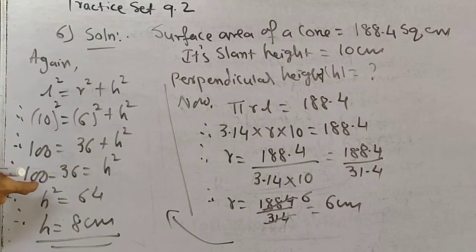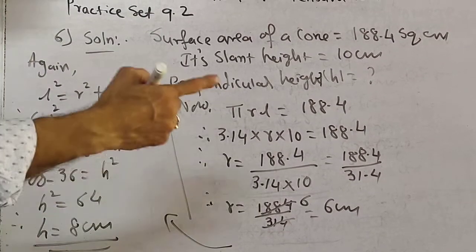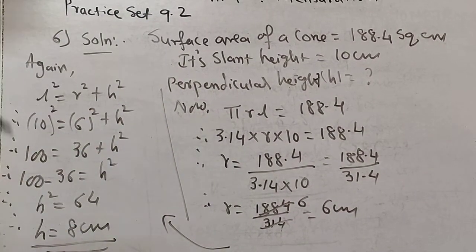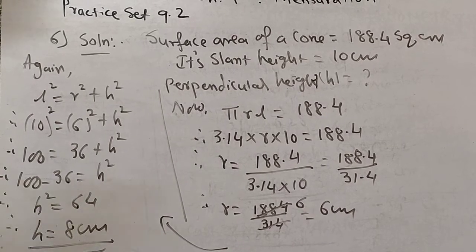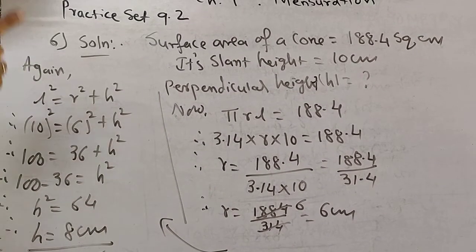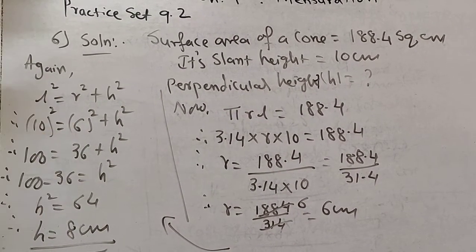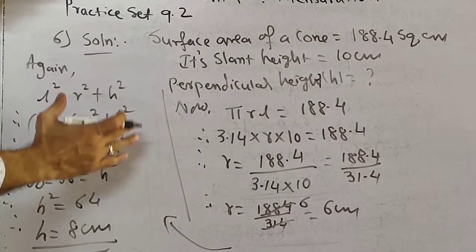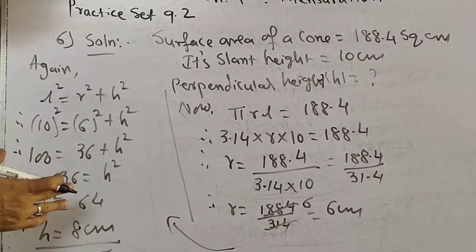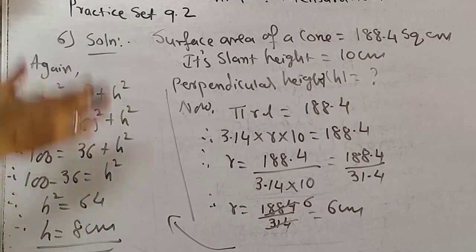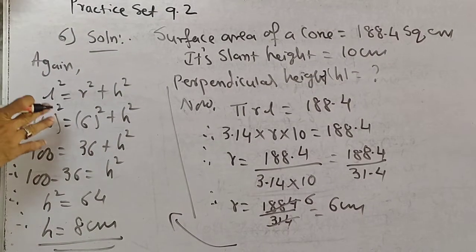After getting the height, you have to write the last statement. The last statement is compulsory, as I told you. So here h is 8 centimeter. I hope you have followed this exercise. You have to practice it well. Okay, if you practice, then only you will get perfection.